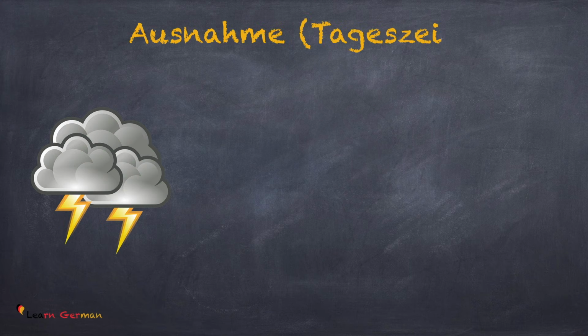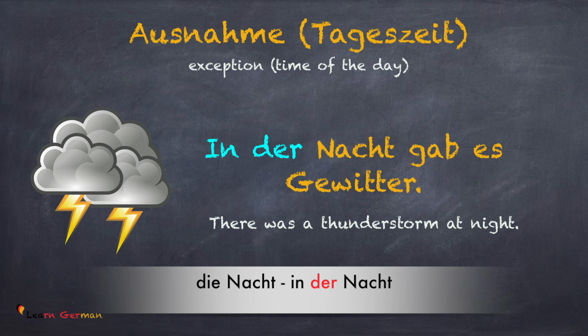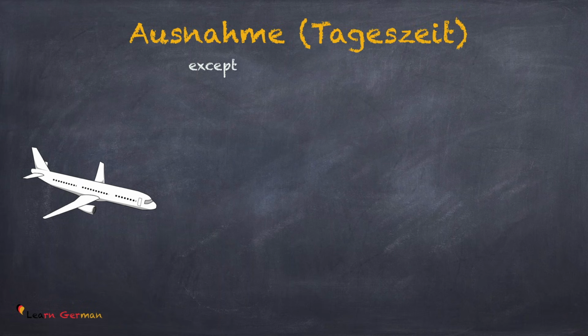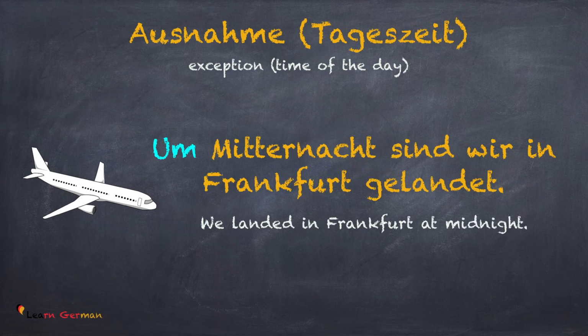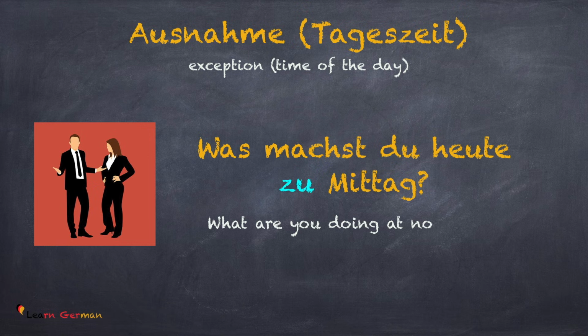Let's see how to use them in a sentence. In der Nacht gab es Gewitter. Since the article for Nacht is die and the preposition in takes dative here, hence you would say in der Nacht. The next example is: Um Mitternacht sind wir in Frankfurt gelandet. And the next one. Was magst du heute zu Mittag?